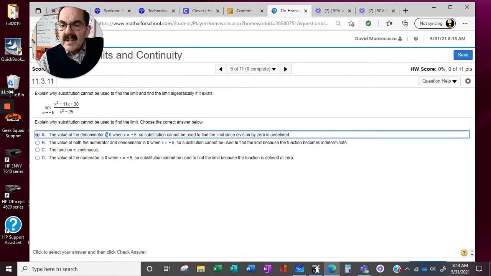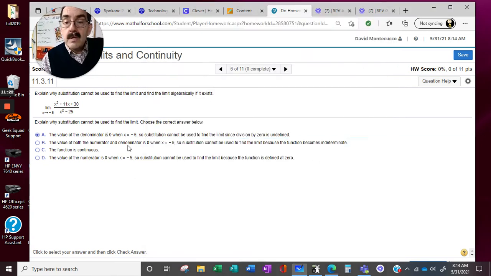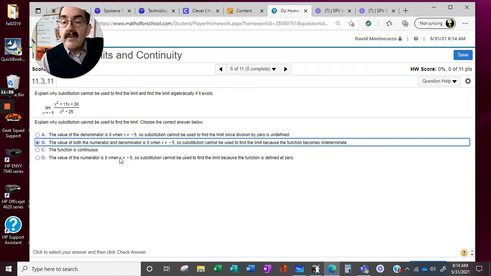The denominator is 0, so substitution cannot be used to find the limit because of division by 0. The value of both the numerator and the denominator is 0 when x is negative 5. That's true. See, this is 0 over 0. So it can't be this one. Can't be this one. The value of the denominator is 0, so substitution cannot be used to find the limit since division by 0 is undefined. So it's A or B.